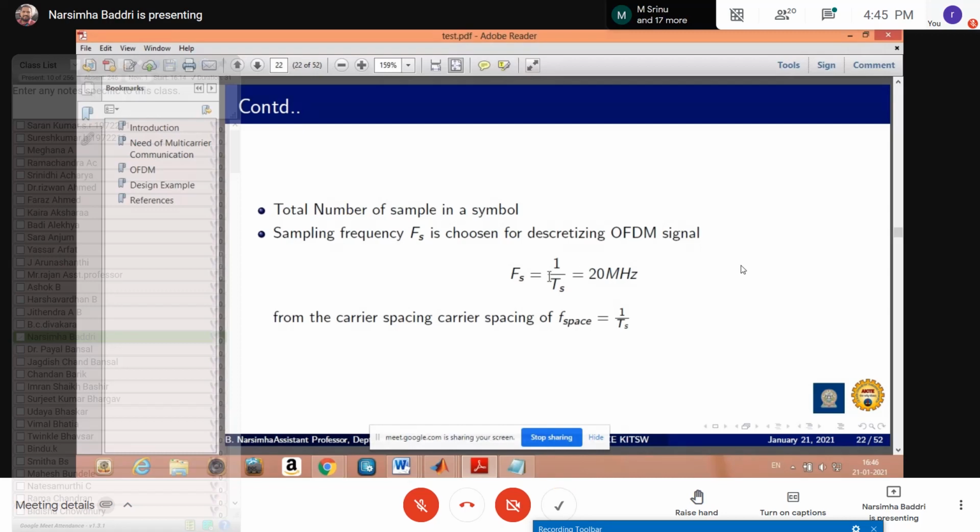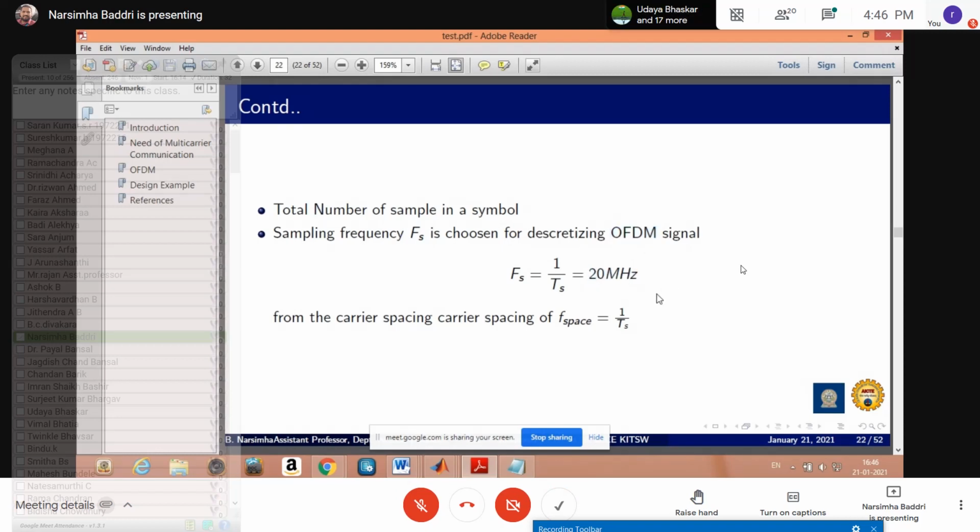And coming to the number of samples, we are transmitting a continuous signal through space, and at the receiver side we discretize again. How many samples or how many bits are we going to get? We will see all this numerology. The sampling frequency Fs is chosen for discretizing OFDM. Fs is nothing but 1 by Ts, that is 20 megahertz.